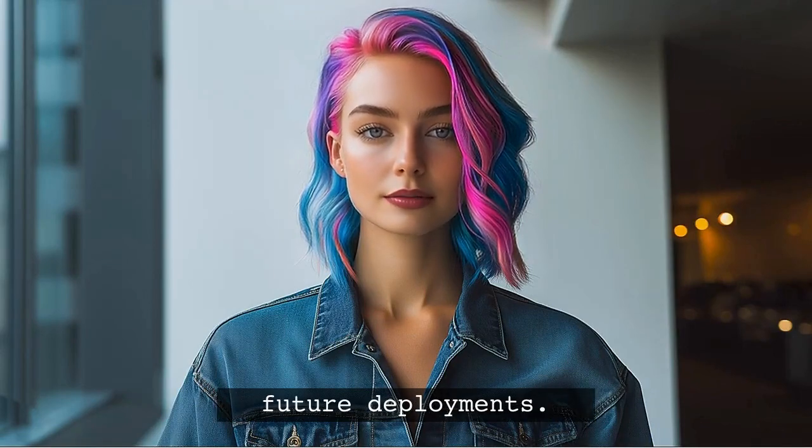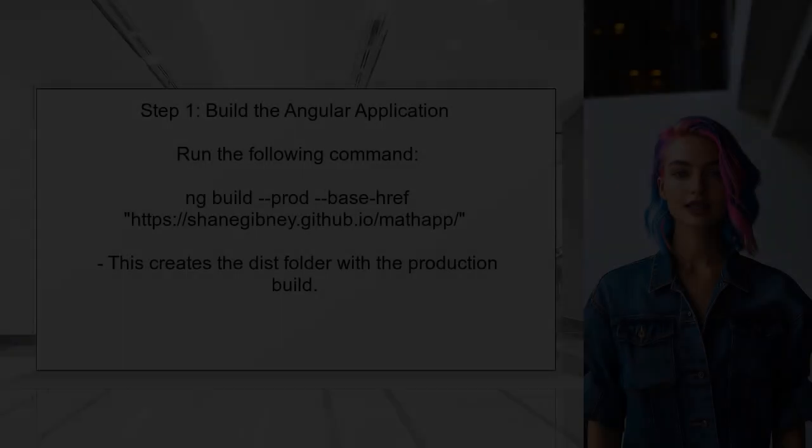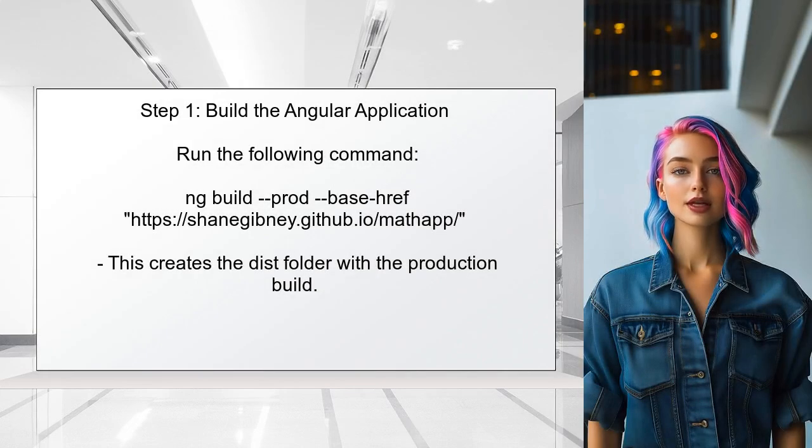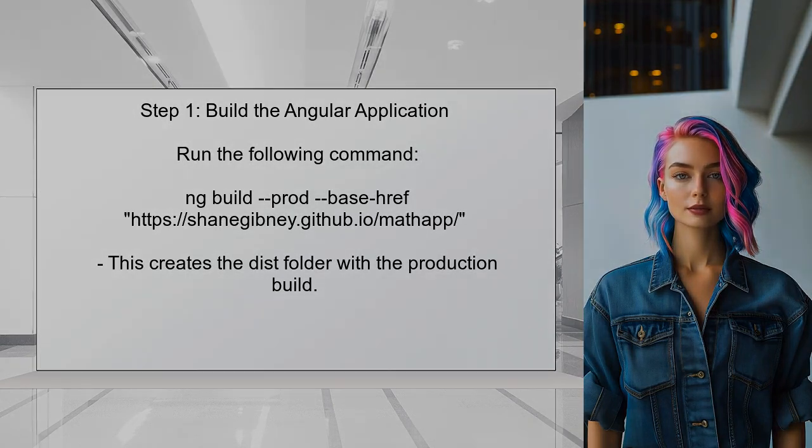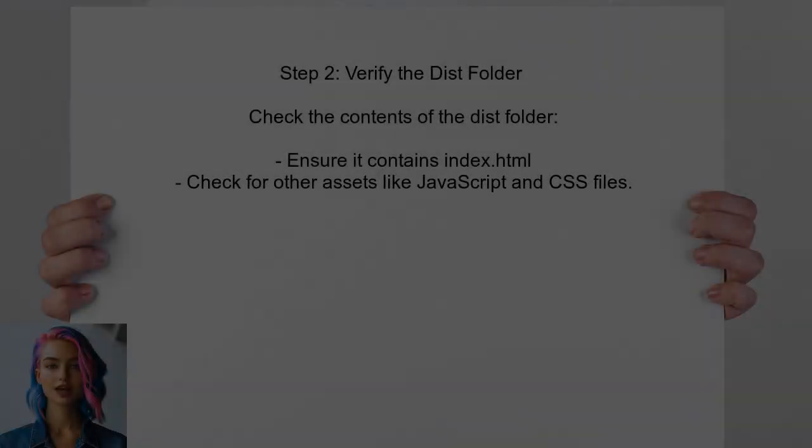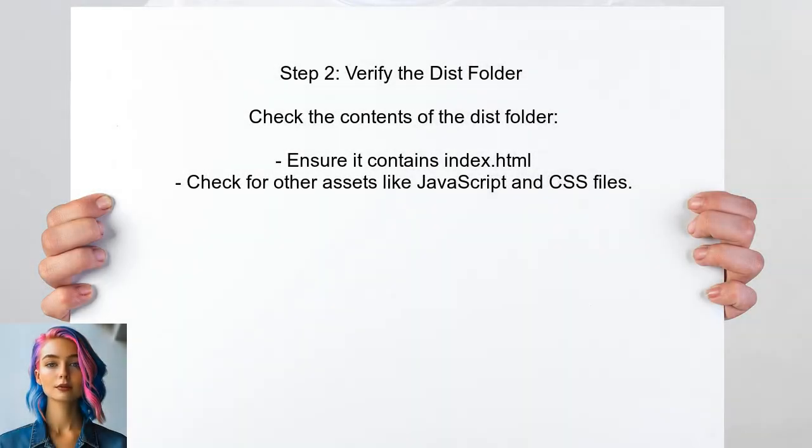frustration in future deployments. To begin resolving the deployment issue, the user should ensure that the Angular application is built correctly. This involves running the build command with the appropriate base href. Next, the user needs to check the contents of the dist folder. It's important to verify that all necessary files are present before deploying.